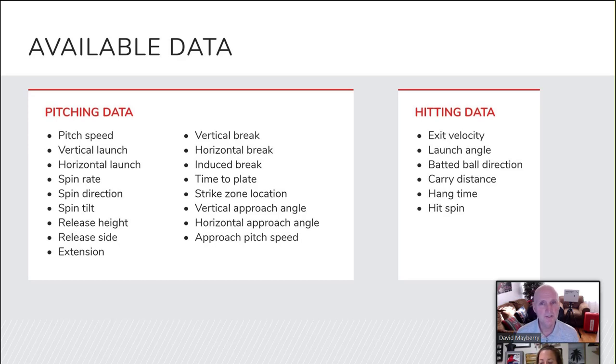Hitting data includes exit velocity, launch angle, batted ball direction, carry distance, hang time, and hit spin. The FlightScope Strike within one platform can provide pitch data in a bullpen, hit data in a cage or BP, or both pitch and hit data simultaneously in games, scrimmages, and live at-bats.